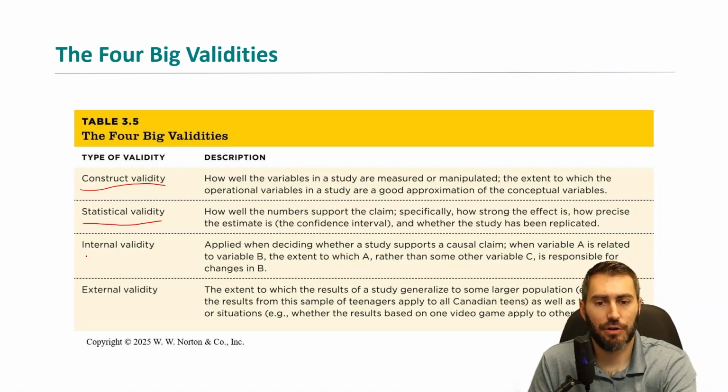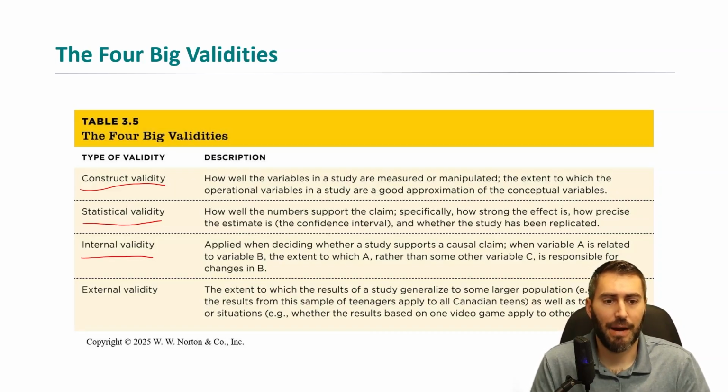Then we have internal validity. And internal validity here is basically looking at, when we're looking to make causal claims specifically, how well does the claim that we're making, the causal claim of variable A, say, affecting variable B, how much is that actually coming from variable A on variable B?